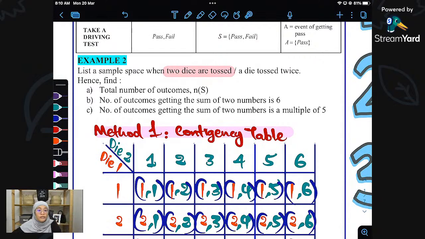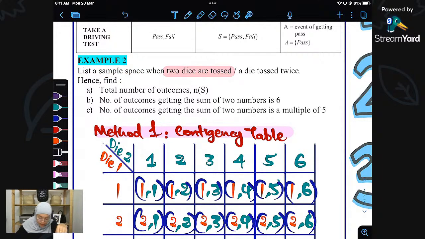So now, example 2 here, let's begin the reality of probability. So here goes the list, example 2. List a sample space when 2 dice are tossed. Toss bermaksud dibaling lah, 2 dice bermaksud 2 dadu. Okay, and then list the sample space. Tapi saya listkan sample space dalam bentuk table.